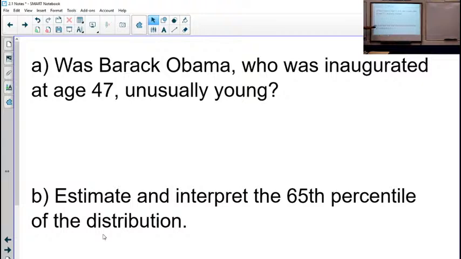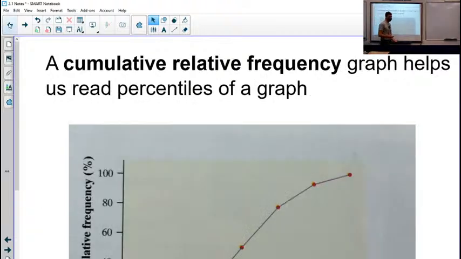I want you to answer these two questions. Was Barack Obama, who was inaugurated at age 47, unusually young? Look at where age 47 is for our percentiles. And then estimate and interpret the 65th percentile. Look on your graph for where the 65th percentile is, and then interpret it. Remember what percentile means. I'll give you a minute or two to do that.